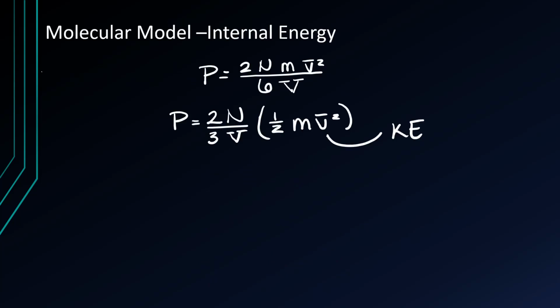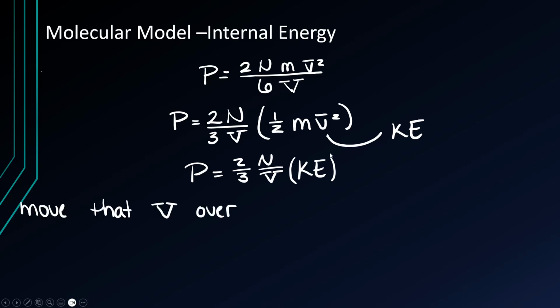So I can pull out 1/2 mv squared, and note that this is kinetic energy. I can pull this out of this equation. If you don't believe me, do the math. So I can represent that whole 1/2 mv squared as kinetic energy. And I'm going to move that v over to the other side, and I get this equation. Pressure times volume is equal to 2/3 times my number of particles times my kinetic energy.